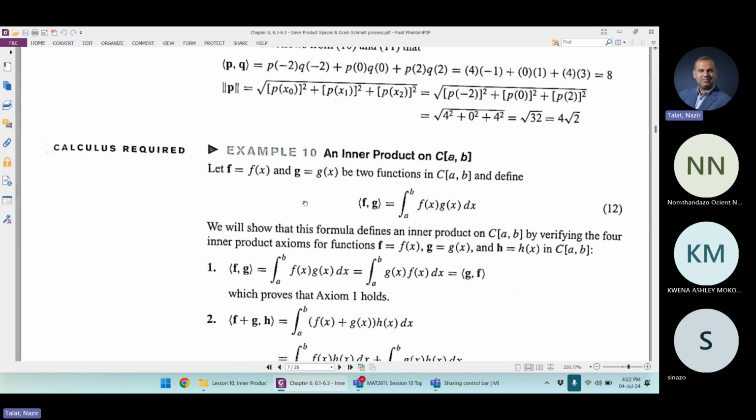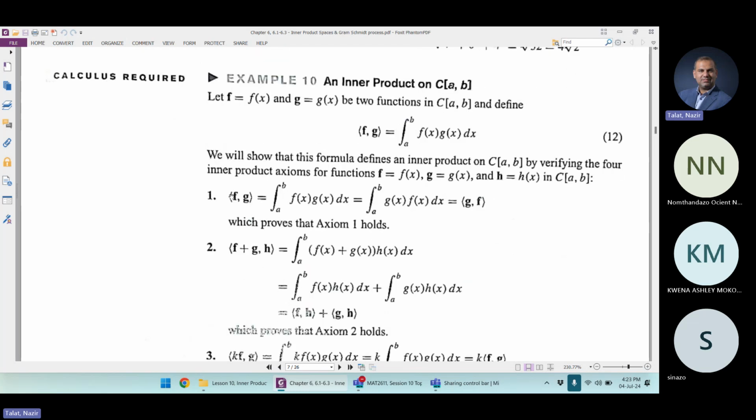Now, with the help of this inner product, we can also make the product of two functions. The inner product of two functions is defined as follows: if f and g are two continuous functions defined on the interval a to b, then the inner product of f with g is equal to the integral from a to b of f(x)g(x) dx. So this is the standard formula. And remember that this equation number 12 satisfies all four axioms of an inner product space. First of all, we can check how it satisfies all four axioms.